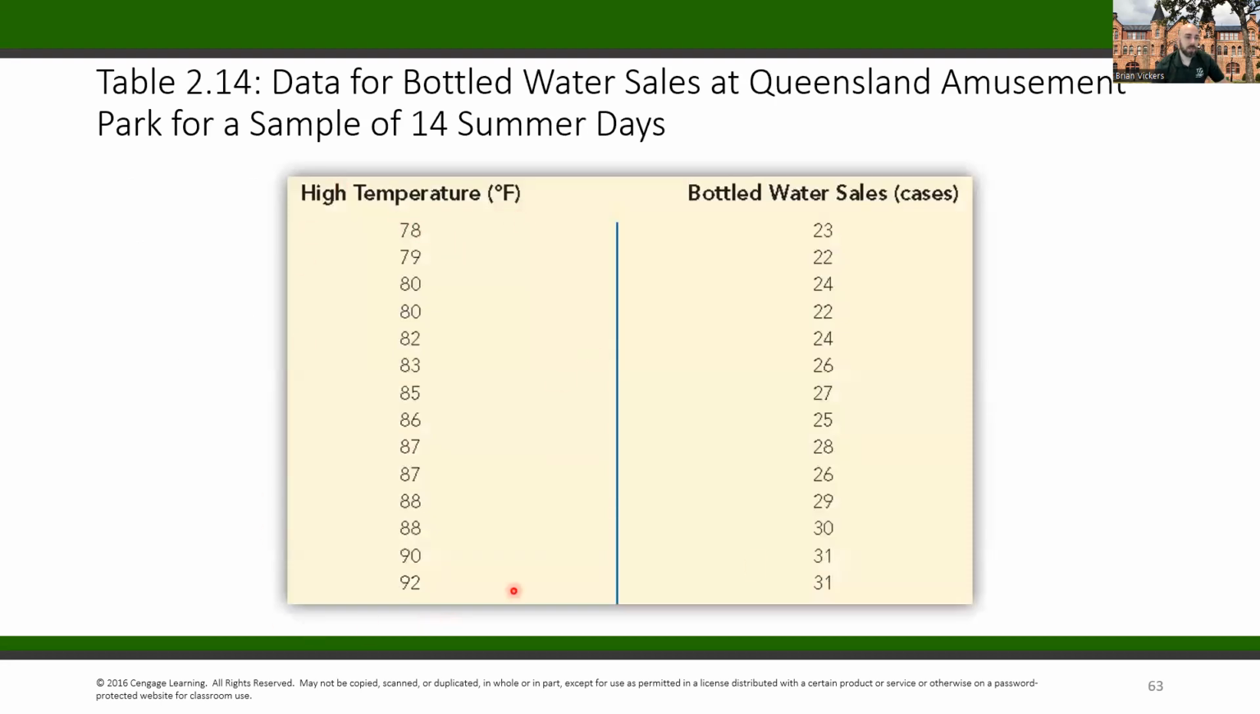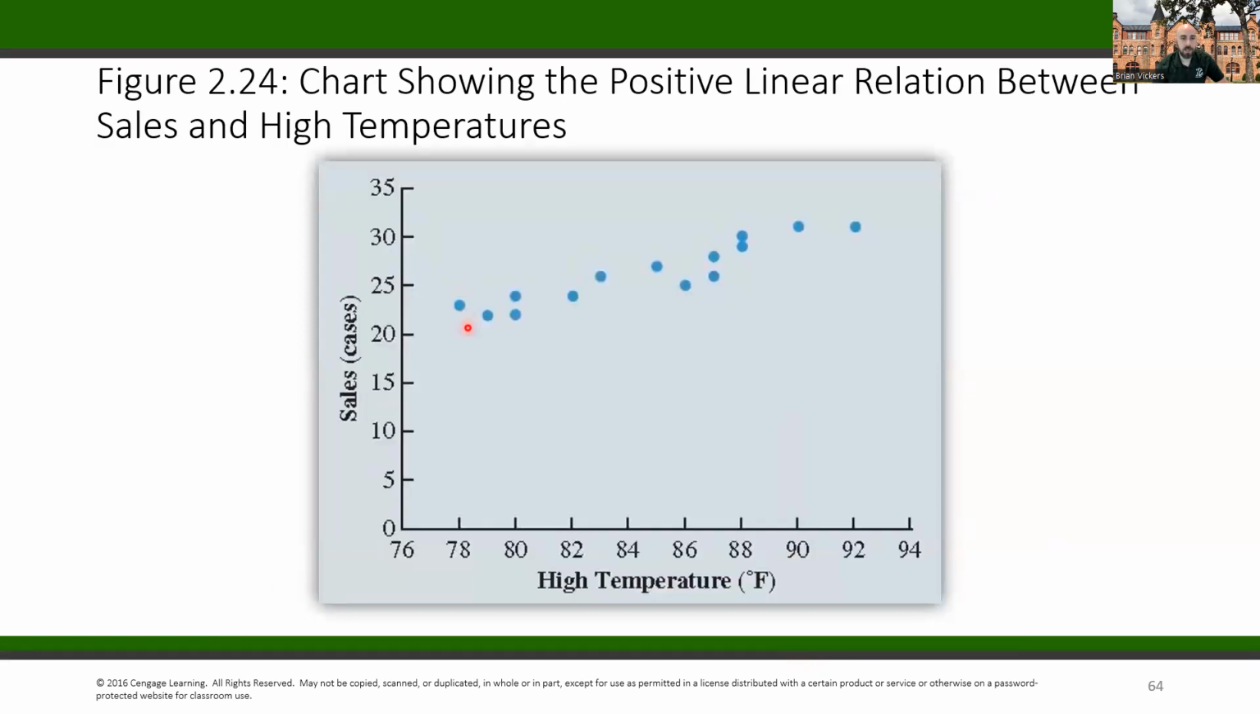Well, how high is the temperature outside, and how much bottled water do we sell at that specific temperature? This could go either way, but let's say we put temperature on the x-axis and bottled water on the y-axis, then I could make one dot where 78 and 23 intersect. So that's what a scatter plot is. I'd look at 78 on the x and 23 on the y, and where those two things meet, I put a dot.